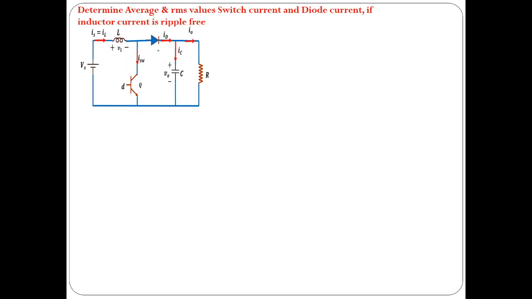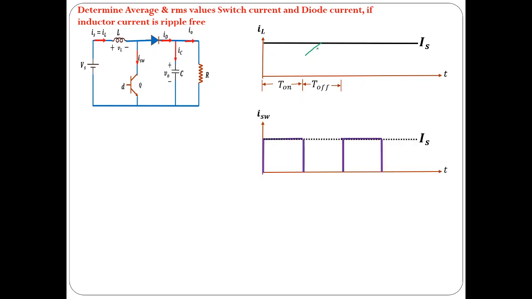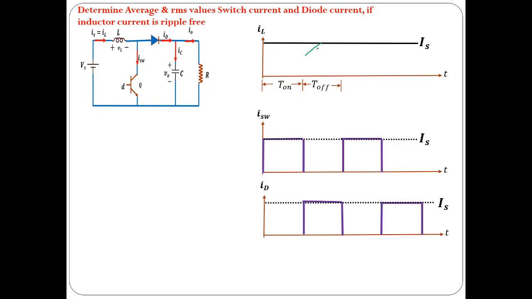Now, let us solve one problem. The question is to determine the average and RMS switch currents and diode currents if the inductor current is ripple free. So consider the inductor current is ripple free as shown in this figure. During the on period and off period, the value of the switch current is the same as the source current, that is constant, ripple free. Now find out the RMS and the average value of the switch current and the diode current.